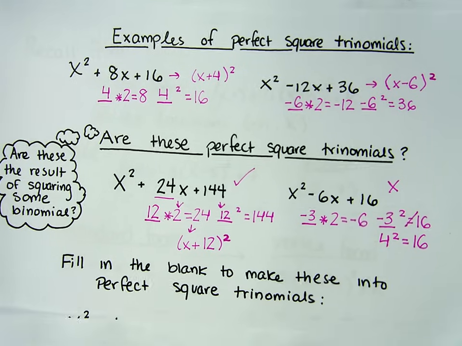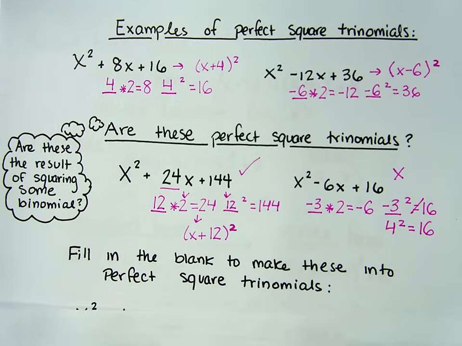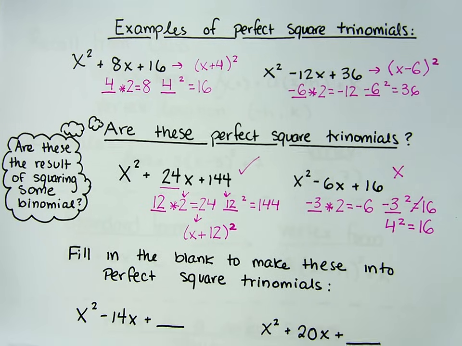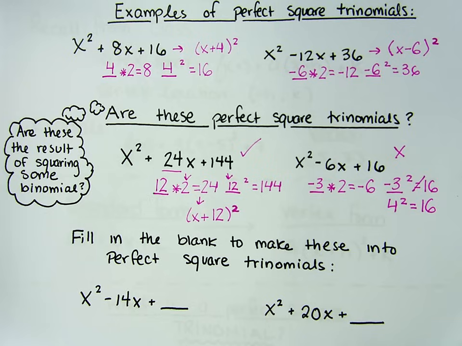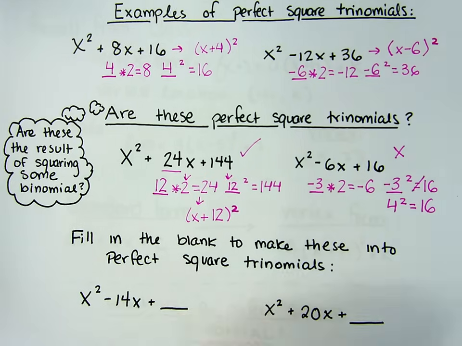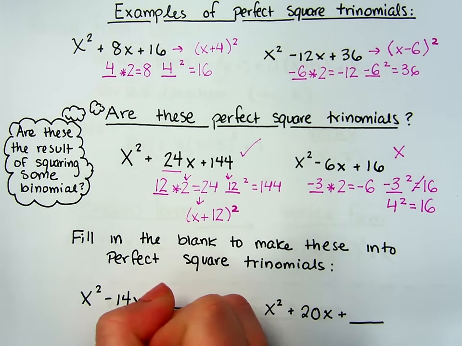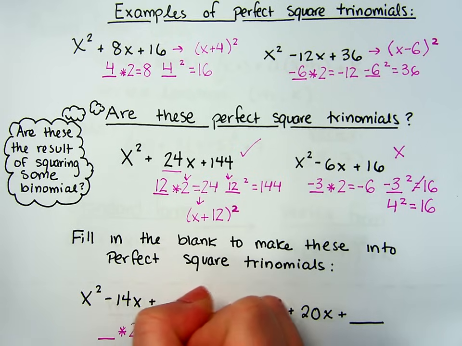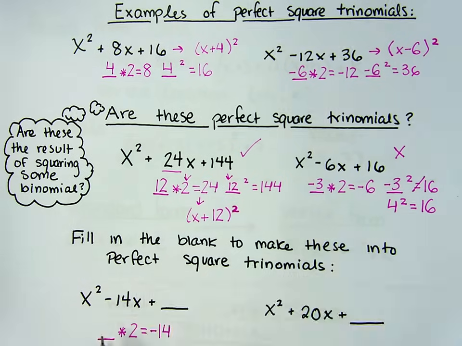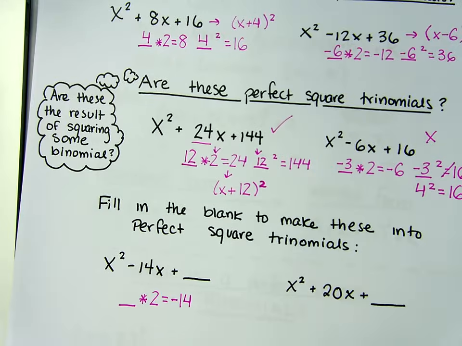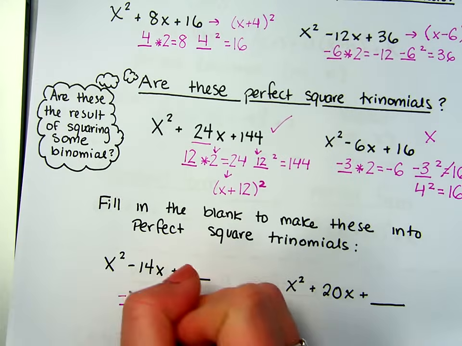Now the last thing we're going to look at is how we can fill in the blanks of these equations to turn them into perfect square trinomials. So we're given our b value here of negative 14. We want to do the same thing from above and figure out what number times 2 equals negative 14. So if we figure that out, the number would be negative 7.